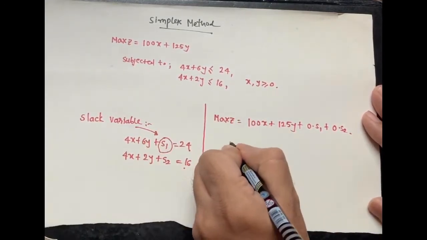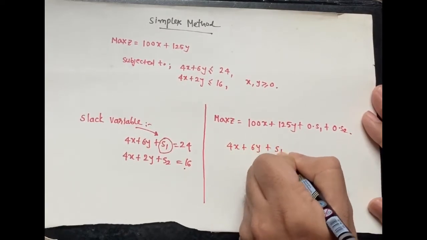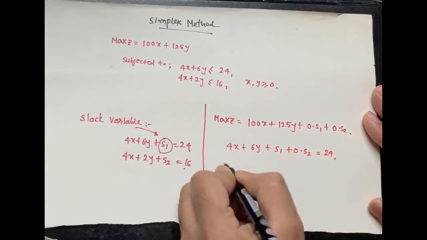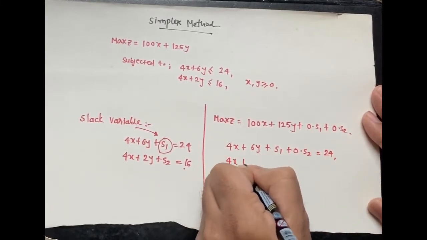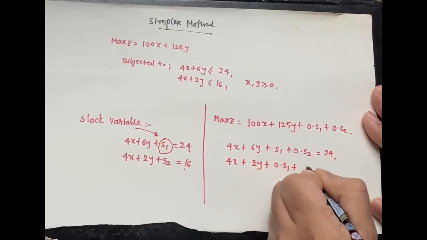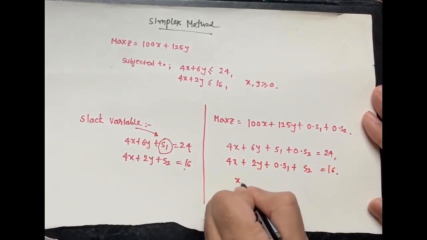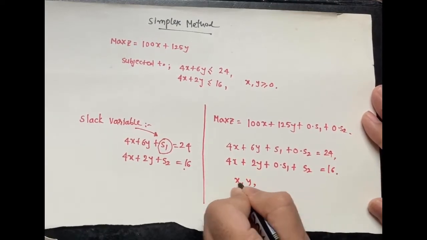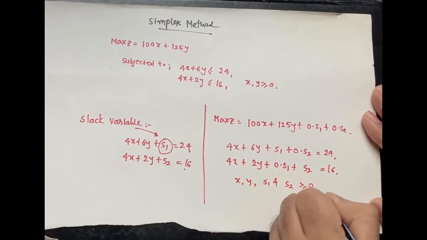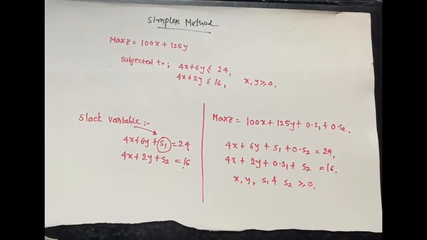Subjected to constraint equations 4x plus 6y plus s1 plus 0 times s2 equals 24 and 4x plus 2y plus 0 times s1 plus s2 equals 16, subjected to x, y, s1 and s2 greater than or equal to 0. This is the first step in the simplex method.